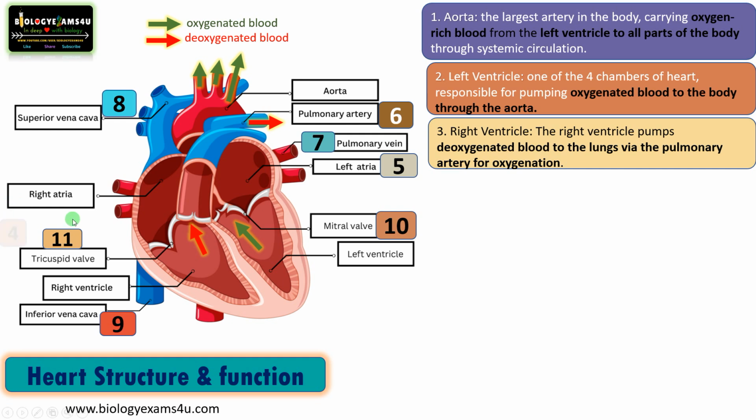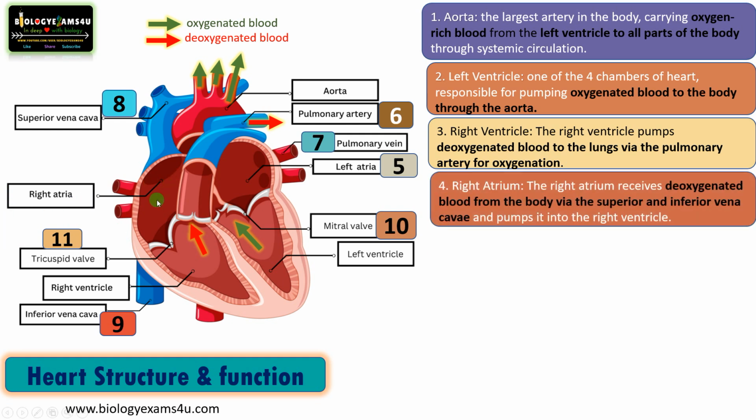The next structure is the right atrium. So, this is the right atrium. This atrium receives deoxygenated blood from the body. So, the deoxygenated blood from the superior and inferior vena cava is pumped into the right atrium. And then that is pumped into the right ventricle.